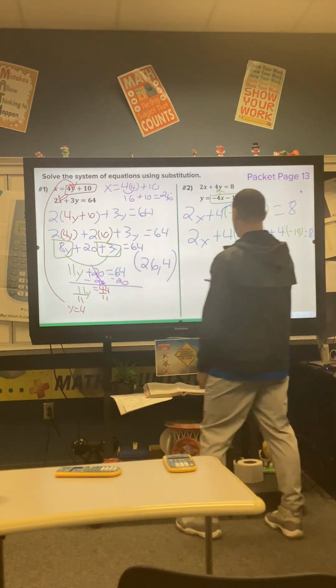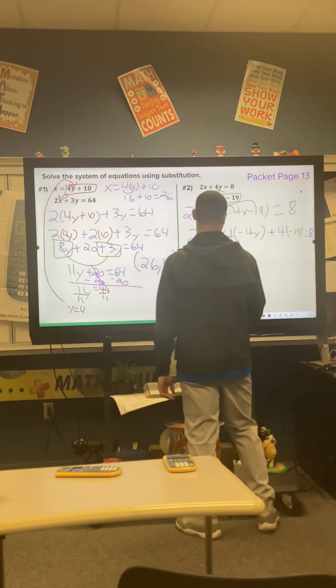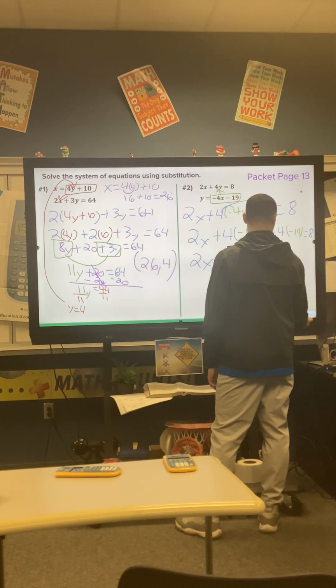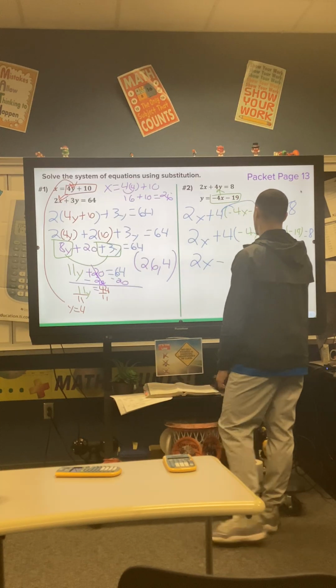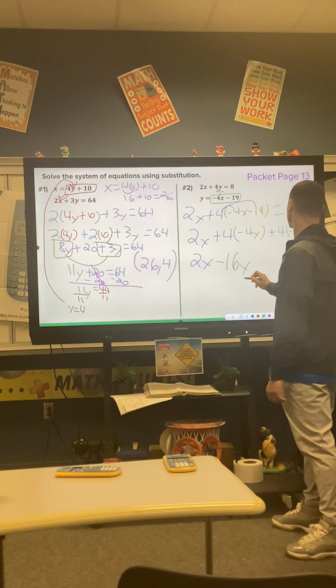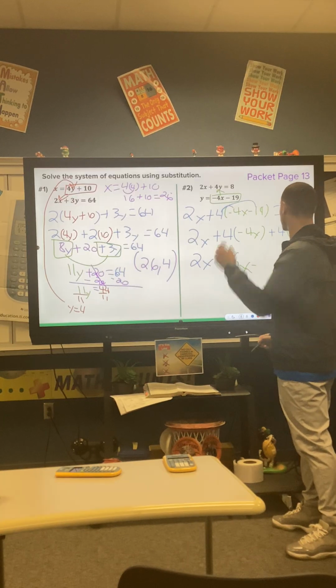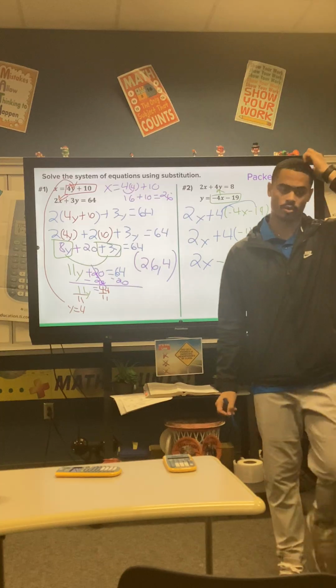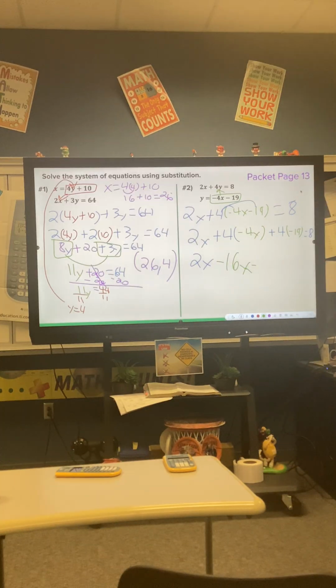When I distribute, I'm still going to have my 2x, I haven't touched it, minus 4 times the negative 4x is going to give me a negative 16x, minus, somebody do 4 times negative 19 for me real quick. 76.